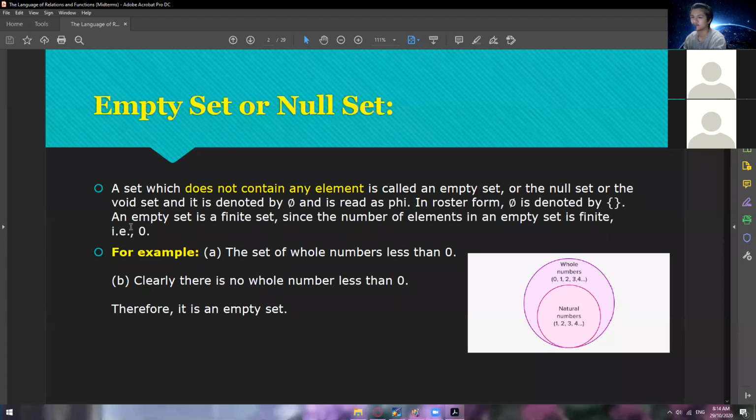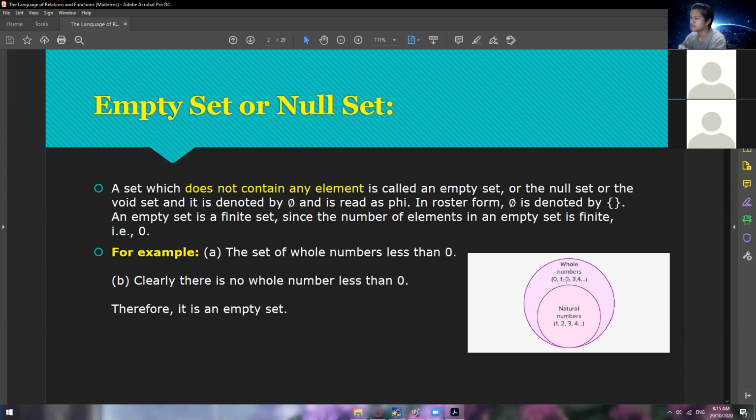An empty set is a finite set, of course. You can count it since it doesn't have anything. Since the number of elements in an empty set is finite, like for example, 0 elements. So for example, the set of whole numbers less than 0. This is a set wherein our condition is that it is a set of whole numbers less than 0.